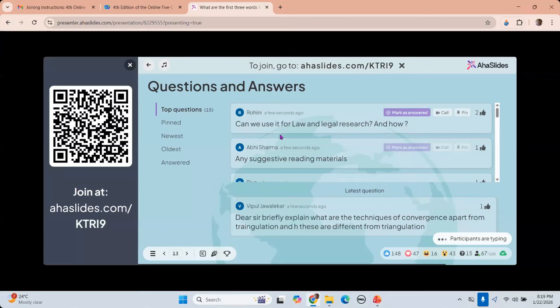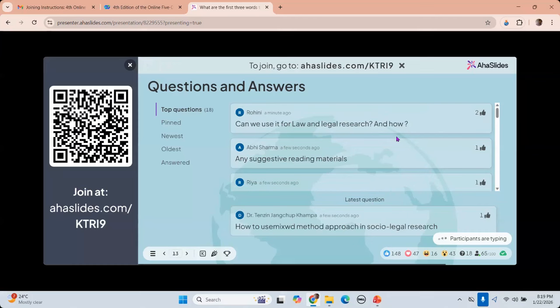Starting with the first one: can we use it for law and legal research, and how? Any research, if the purpose of the study is to study both quantitative and qualitative, or if you want to justify research objectives. If there is a scope for both quantitative and qualitative, definitely you can use it. We have given examples.